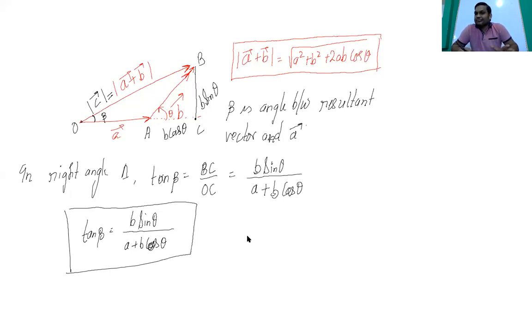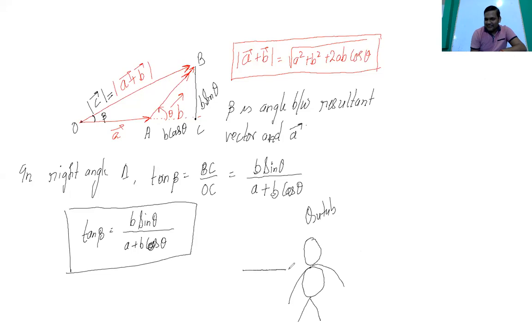Let me take one example. Suppose once again I am taking a person from your class. What is the name of this person? Kutubuddin. Okay, so this is Kutub. And now there is a person who is pushing Kutub.